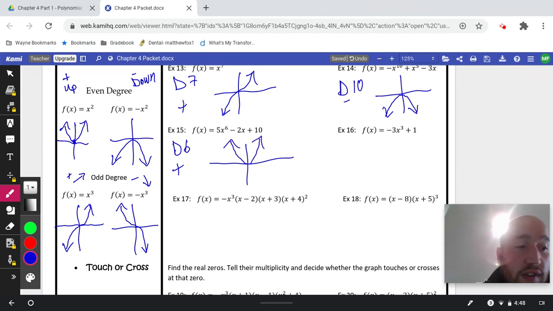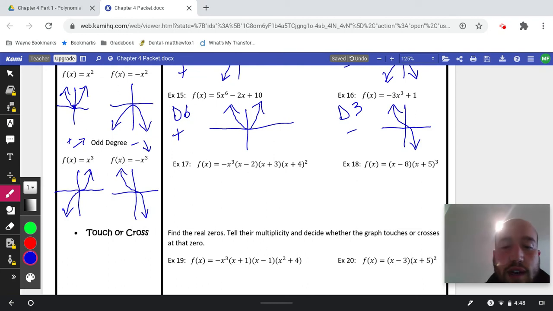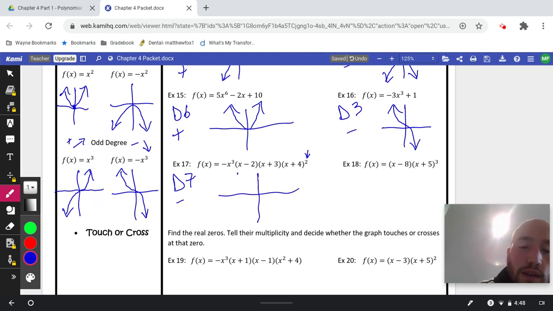Okay, example 16 here. It is degree 3, and it is negative. So the ends, it will start high and go low. Now, examples 17 and 18, we have to calculate what the degree is. It's not hard, but we just got to add up our x's. So 3 plus 1 is 4, plus 1 is 5, plus 2 more gives us 7. So degree 7. Once again, this 2 is why I counted 2 for the last one. And it has a negative at the front. So degree 7 and it's negative, that's odd and negative, so it'll be going down, something like this.